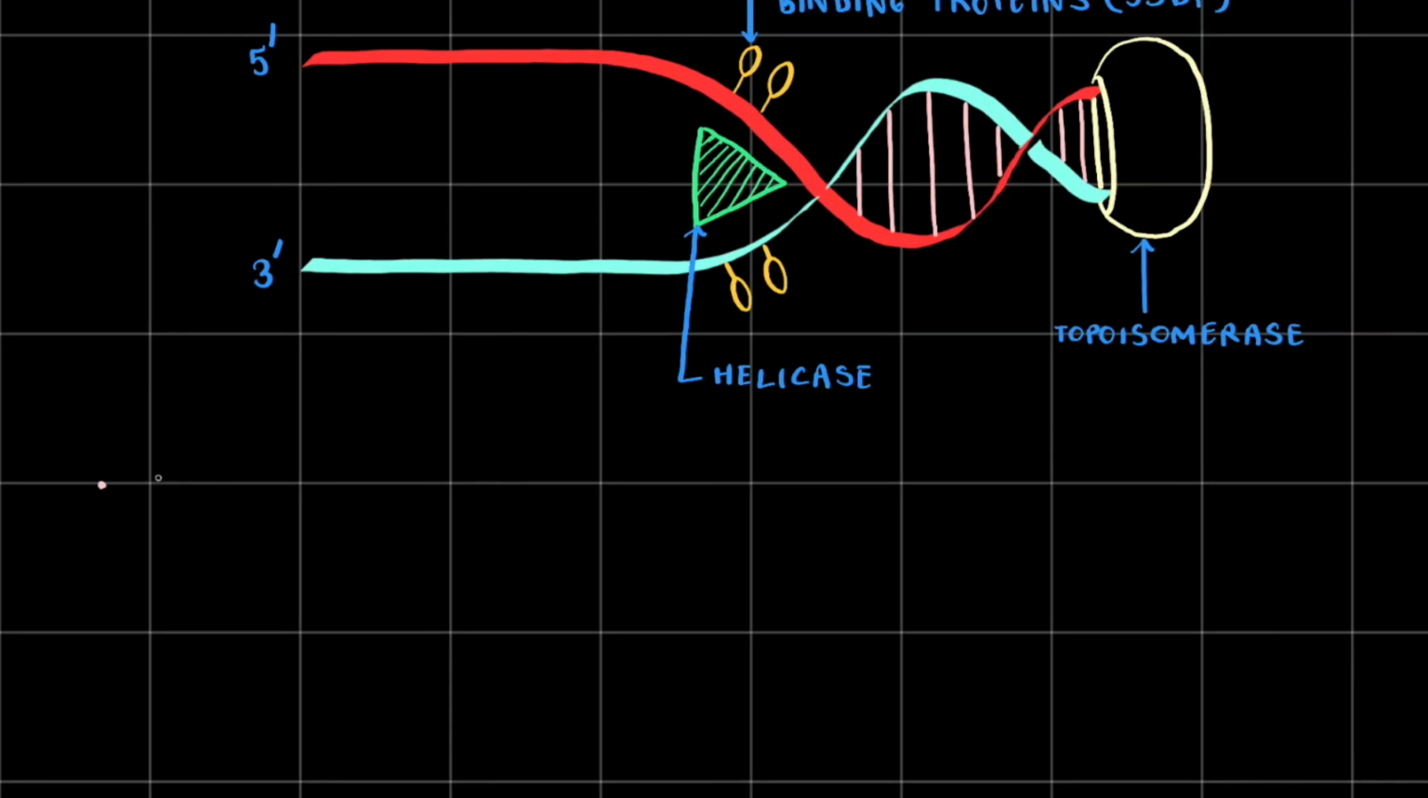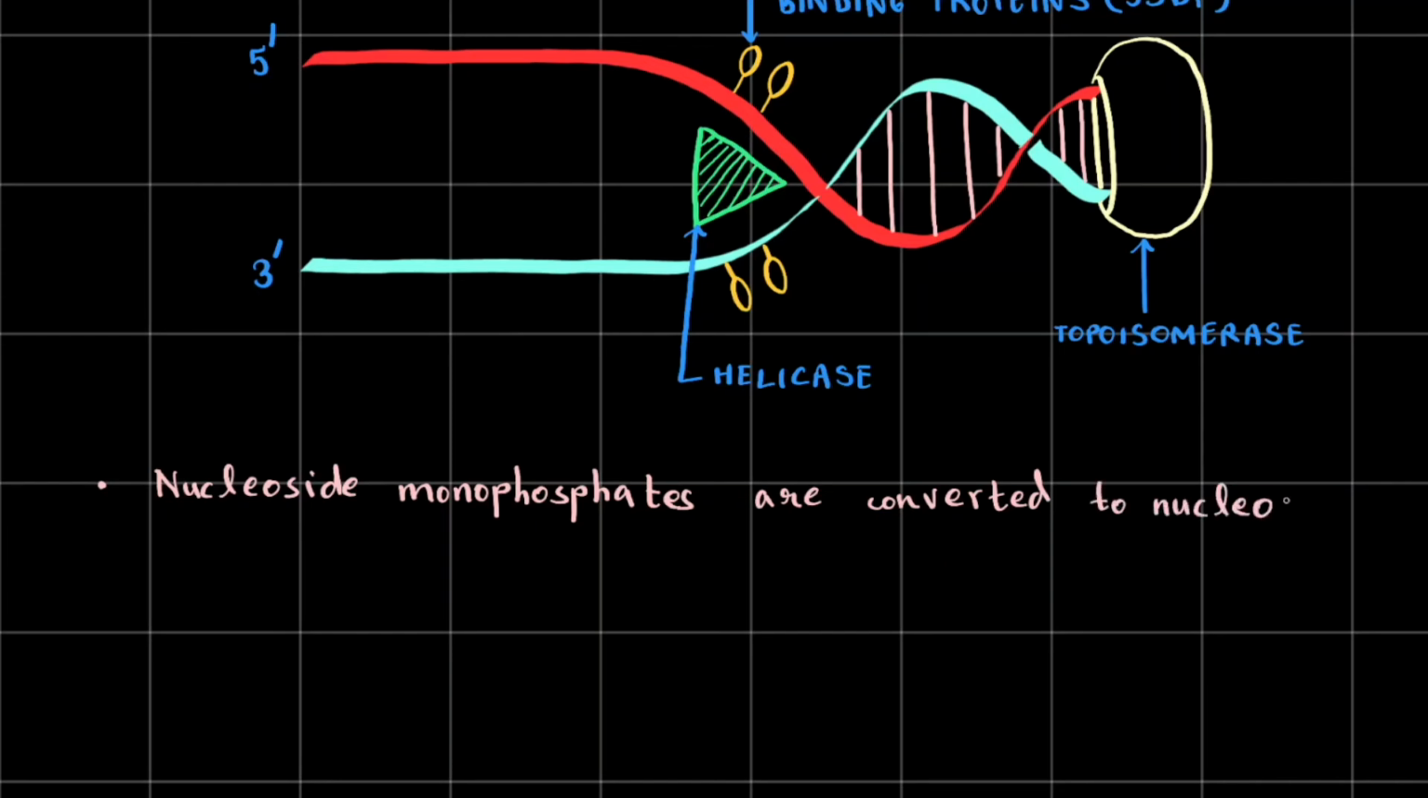What happens is that nucleoside monophosphates are converted to nucleoside triphosphates. You're kind of confused, right? Why not just call them nucleotides? A phosphate group attached to a nucleoside is just a nucleotide. Well, there's a reason why I'm referring to it in this way. This is done by a special category of phosphatase enzymes. Now, why is it done?